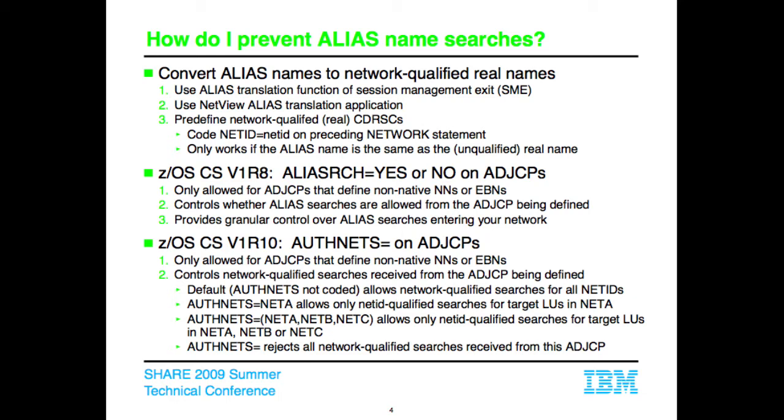Auth-nets equals NETA, NETB, or NETC indicates that 3 different target net IDs are allowed. Auth-nets equals, without anything afterwards, means that no net IDs are allowed, which means we will not accept network qualified searches from this node. The bottom flavor here, in conjunction with alias search equals no, would actually have the side effect of not allowing any search at all to come in from the adjacent node.